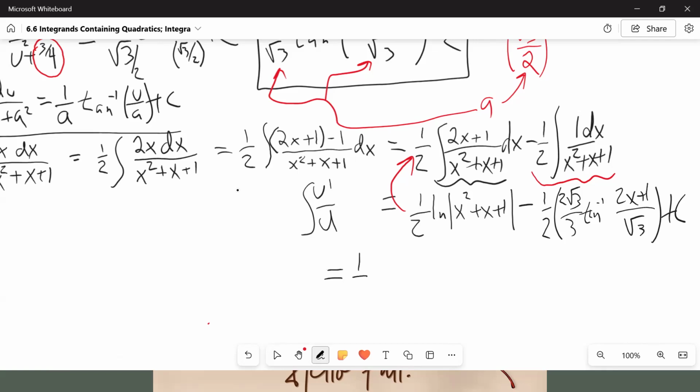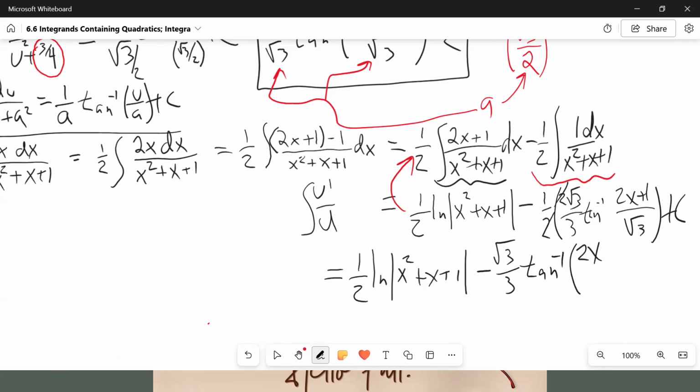So the final answer is going to be 1/2 natural log absolute value x squared plus x plus 1 minus √3 over 3, because the 2's here cancel, tangent inverse of 2x plus 1 over √3 plus c. Okay, now I know that one was pretty complicated and crazy, but hope that was helpful to you there.